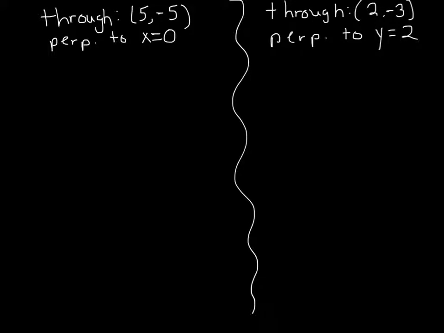Okay, well now we're perpendicular to x equals 0. Remember, x equals is a vertical line. So perpendicular to a vertical line would be a horizontal line, which has to be y equals. And y equals negative 5 in the point that we're given.